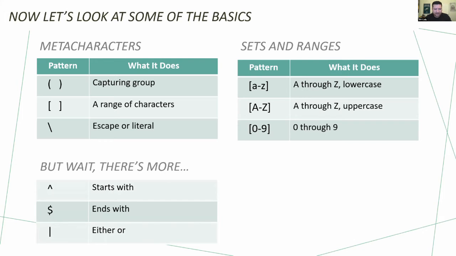But wait, there's more, of course. There's a bunch of additional meta characters we're not going to talk about today. Here are a few common ones. So the caret tells the search pattern that it's looking at the beginning of a string, or the $ sign at the end of a string, or the pipe represents an either-or. So if I'm looking for, say, bat or cat within my field or within my string, I'd use that pipe in that situation.